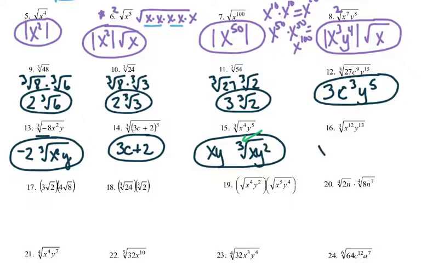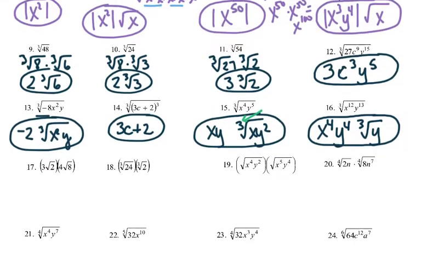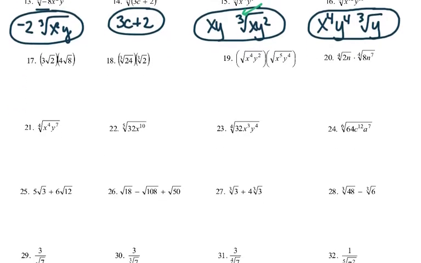Cube root of x to the 12th, 3 goes into 12 4 times. 3 goes into 13 4 times, but I have 1 left over. And again, that little cube root is important. So every problem's a little bit different. The next chunk here, oh, there's lots to go here.